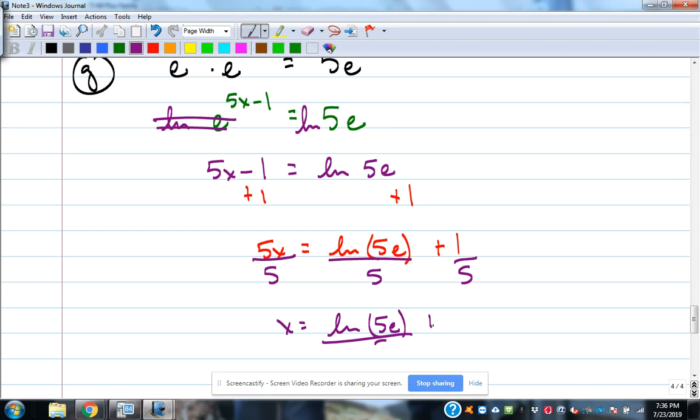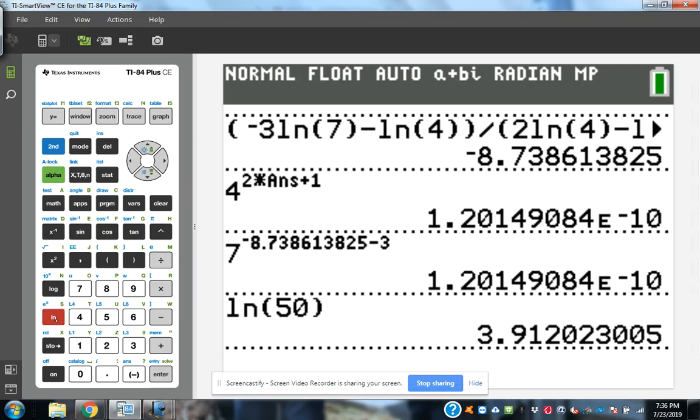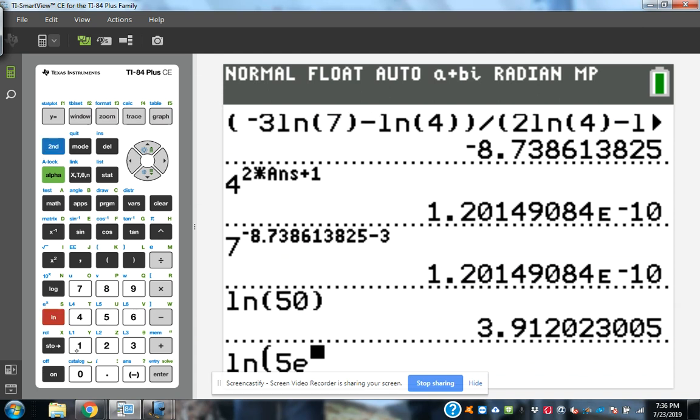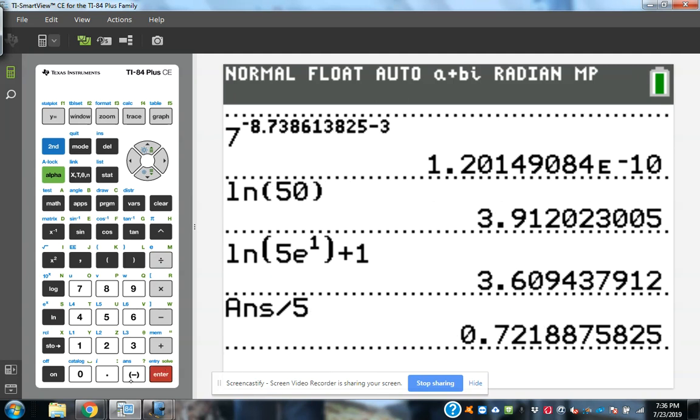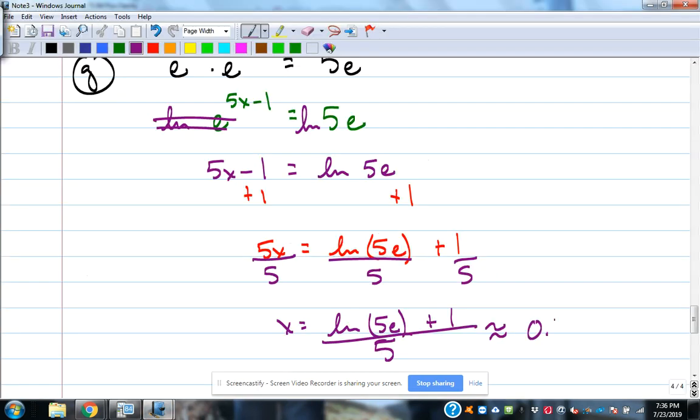All right, let's just do plus 1, all of that over 5. A decimal approximation for that: natural log of 5, second, natural log to get the e to the first power, plus 1. And then I'm dividing that answer by 5. 0.7219.